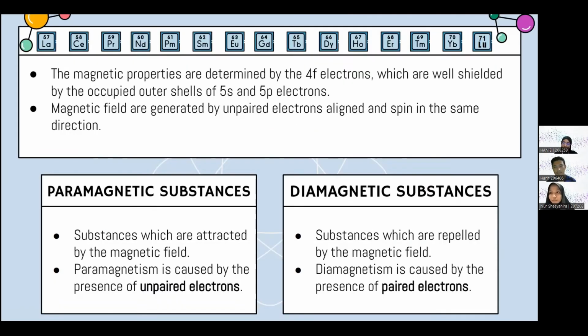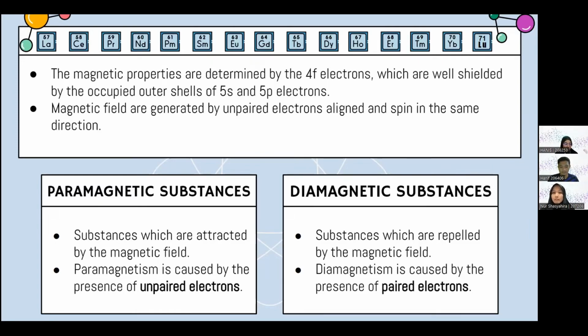Next. The magnetic properties are basically determined by the 4f electrons, which are well shielded by the occupied outer shell of 5s and 5p electrons. The magnetic field is generated by the unpaired electrons aligned and spinning in the same direction. There are two types of substances, which are paramagnetic substances and diamagnetic substances.